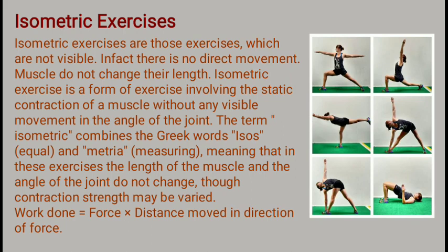The term isometric is combined from the Greek words iso and metria. Iso means equal and metria means measuring, meaning that in these exercises the length of the muscle and the angle of the joint do not change. They remain the same. Through contraction, strength may be varied.